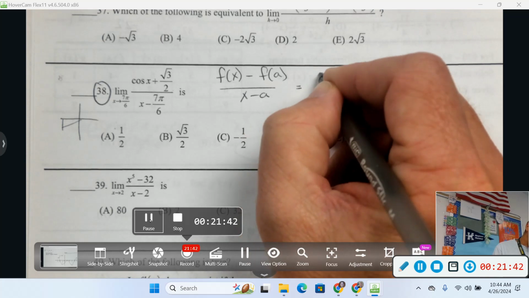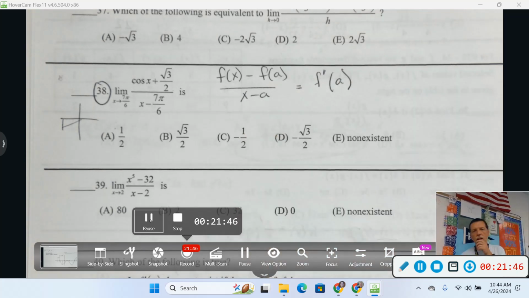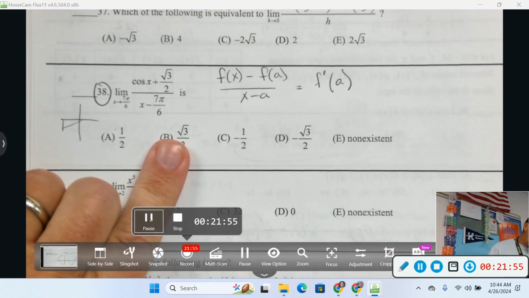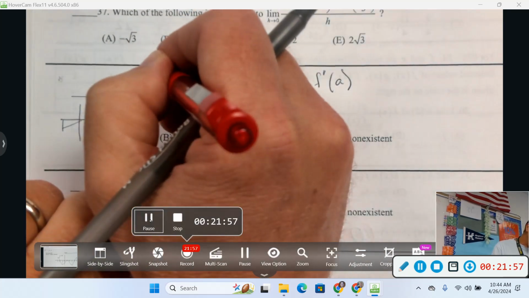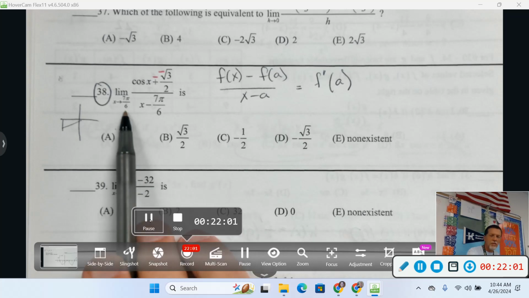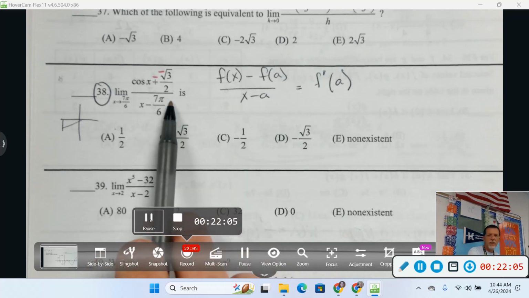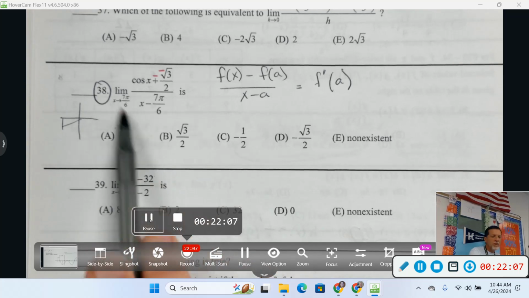Right? That's the derivative at A, because it looks like a slope kind of thing. The plus sign maybe throws us off, but that's a plus sign because it was minus a negative. And if we plugged in 7 pi over 6 to cosine, we'd get negative root 3 over 2. So I'm not going to work this as a limit problem.